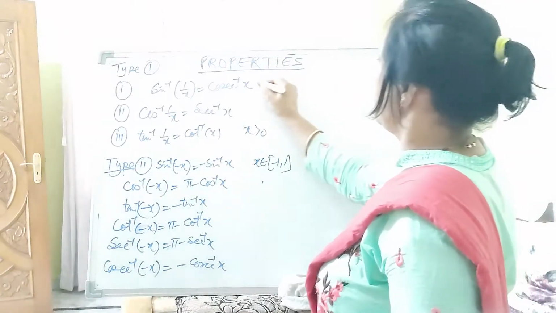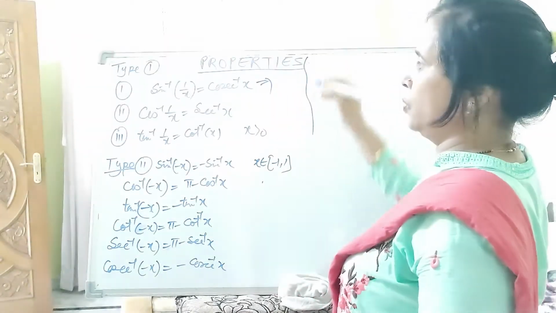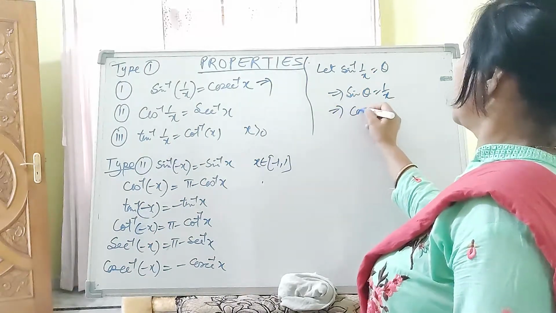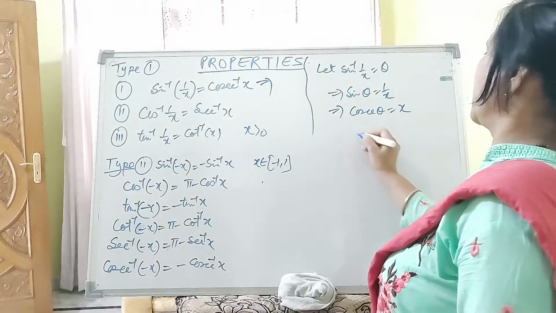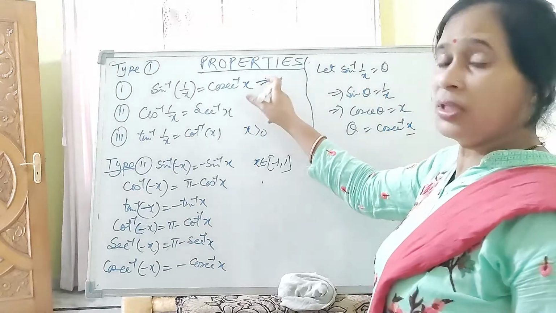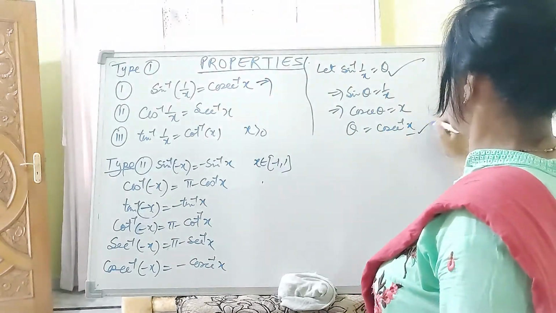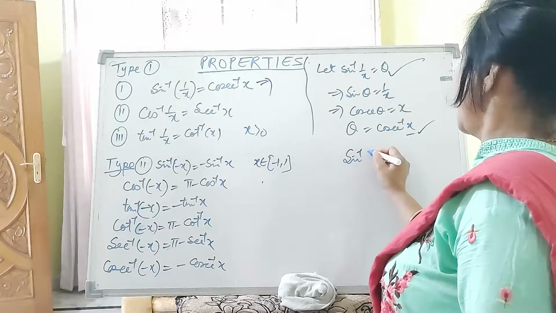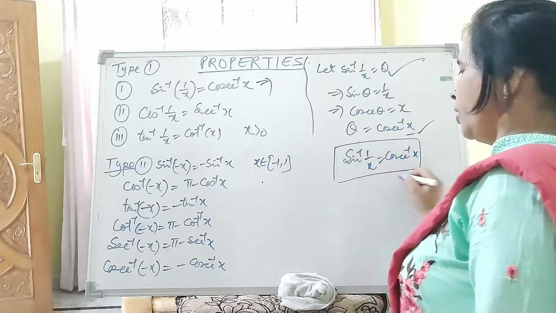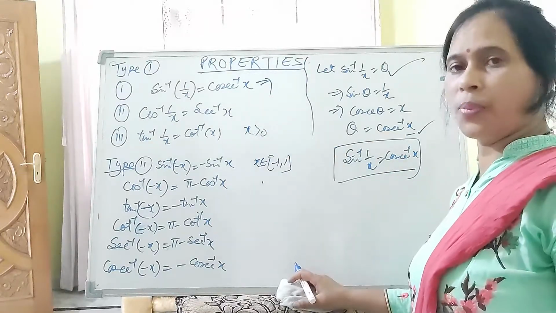Look here, I am going to prove this. Let sine inverse 1 upon x be equal to theta. This will give me sine theta is equal to 1 upon x, and I can write cosec theta is equal to x. Then theta is equal to cosec inverse x. This lies within the range; the range is already given. Now theta is this, theta is this. Ultimately, sine inverse 1 upon x is equal to cosec inverse x. This is important. Similarly, you will do these two properties also.